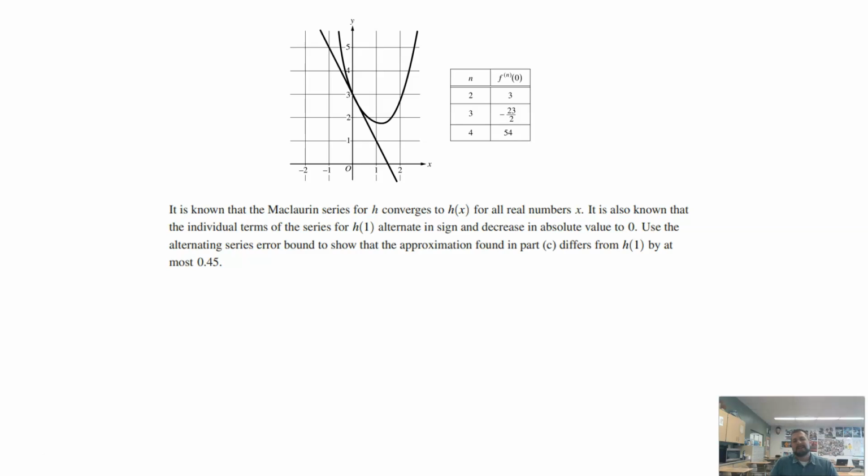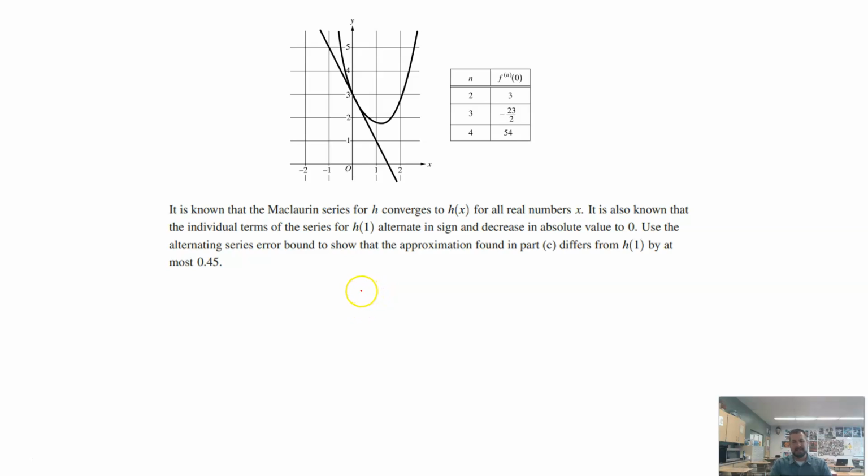Letter D wants to know, it's known that the Maclaurin series converges to h of x for all real numbers of x. It's also known that the individual terms alternate in signs and decrease in absolute value to 0. So it's saying it's an alternating series. Use the alternating series error bound to show the approximation found in part C differs from h of 1 by at most 0.45.